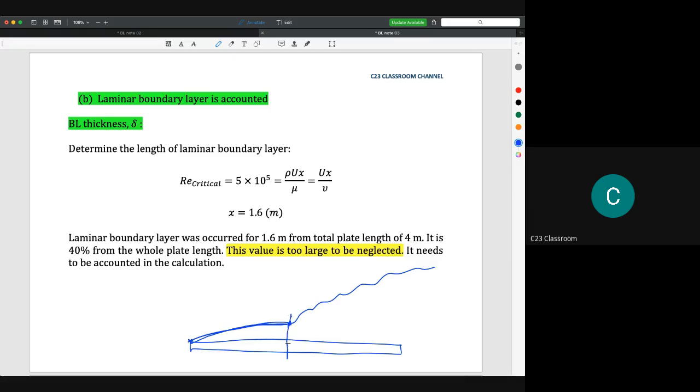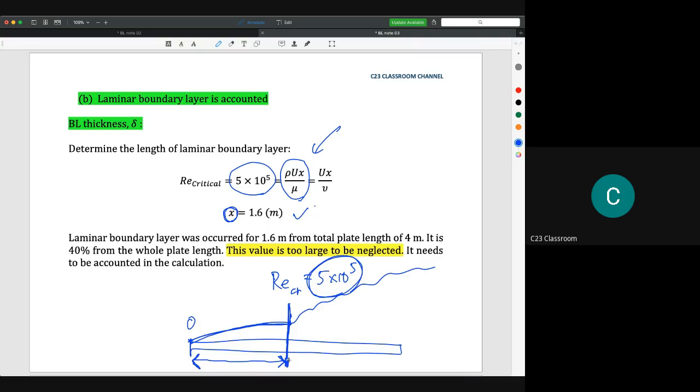The limit for the laminar boundary layer is called the Reynolds critical. The Reynolds critical in this situation is taken as 5 times 10 to the power of 5. Because we know the Reynolds number, we could predict the length of this x. We do some reverse calculation. Let's say the Reynolds number is 5 times 10 to the power of 5, and the Reynolds equation is rho u x over mu. We substitute everything, and we calculate x equal to 1.5 meter, measured from zero here. So the laminar boundary layer will occur until 1.5 meter. From this point, the turbulent boundary layer will occur.